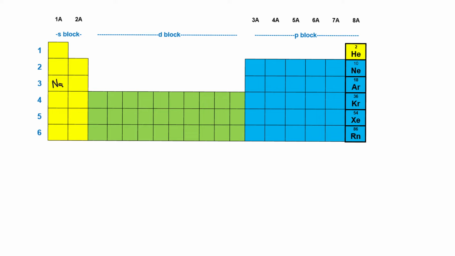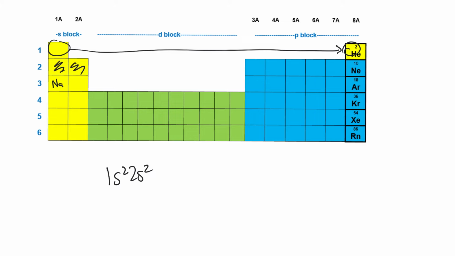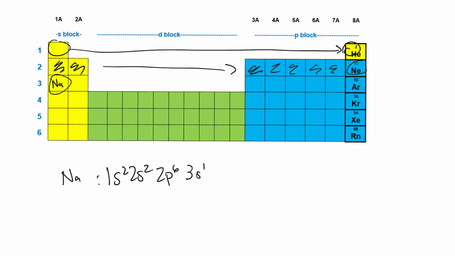Now the electron configuration for sodium, like we mentioned before, is 1s2. So here's your 1s. Then the next part is your 2s, and there's 2 of them, 2s2. Then we read all the way to the right: 1, 2, 3, 4, 5, 6. So 2p6, that's your p block. And then finally we have 3s1. So this is the electron configuration for sodium.